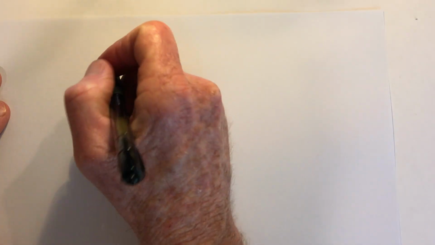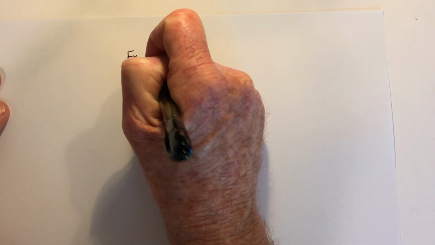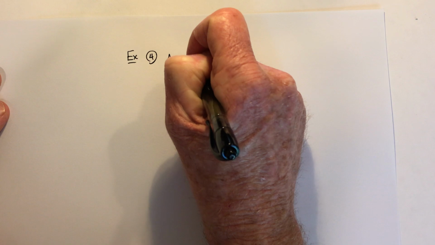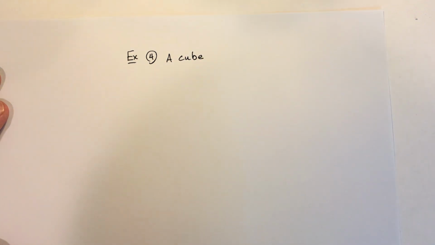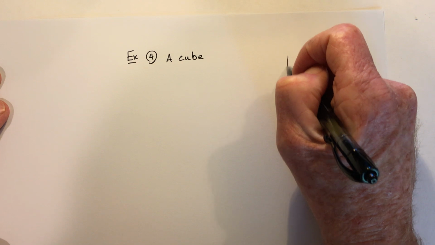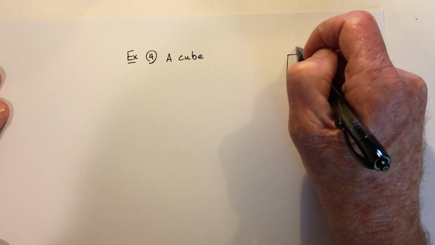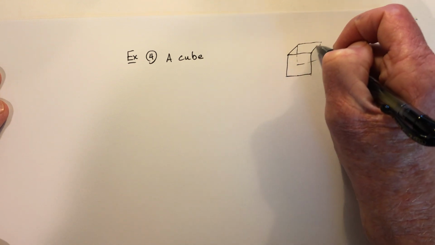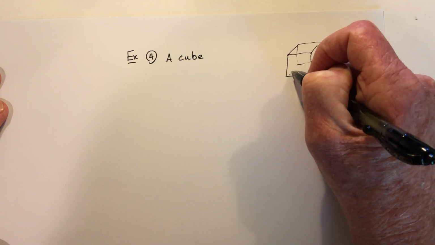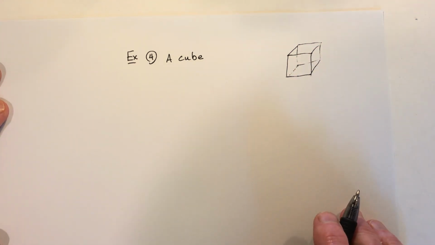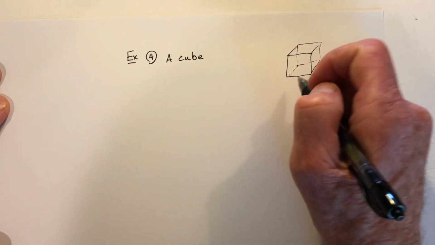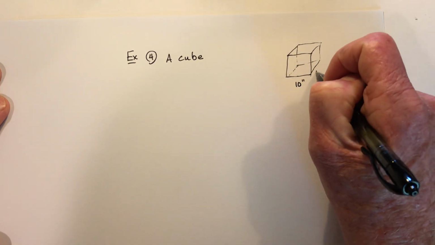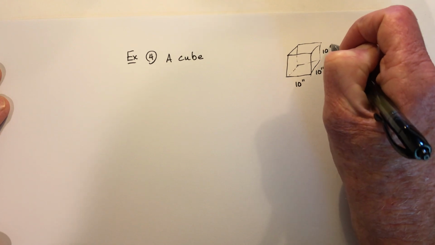And then there are some applications. So that's what's coming up next. So for example number 4, suppose that you have a cube. So basically you take a square and then take a copy of this square and then connect the sides. And if I did it, that looks something like a cube. And the sides of the cube are going to be 10 inches and 10 inches and 10 inches.